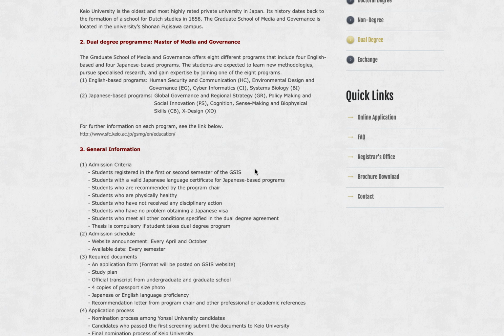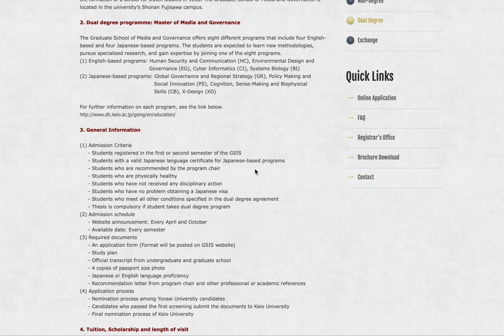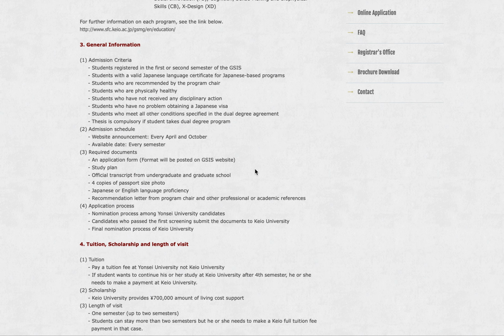I don't suggest you do that. I don't advise you to do that, because my situation is special. I advise you to fit the standards or criteria of the program. And let's look at the admission criteria.